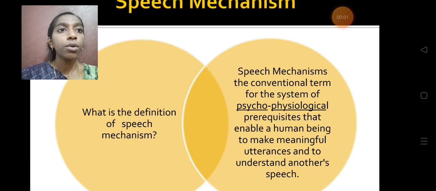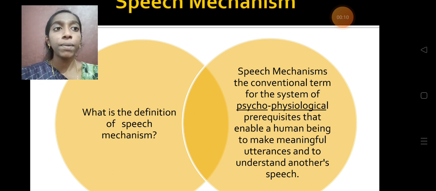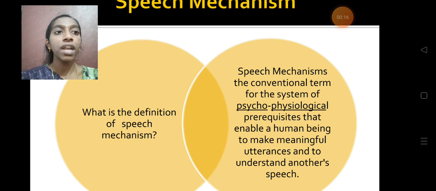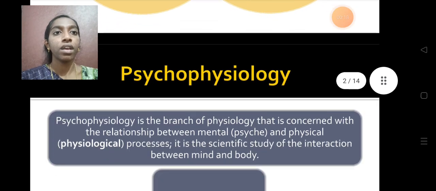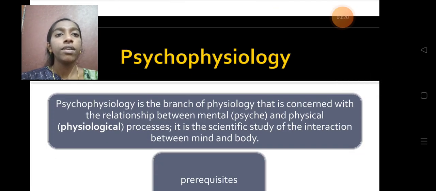Students, now we are going to see about the speech mechanism. Speech mechanism is the conventional term for the system of psychophysiological prerequisites that enable a human being to make meaningful utterances and to understand another speech. Then we see the psychophysiology.